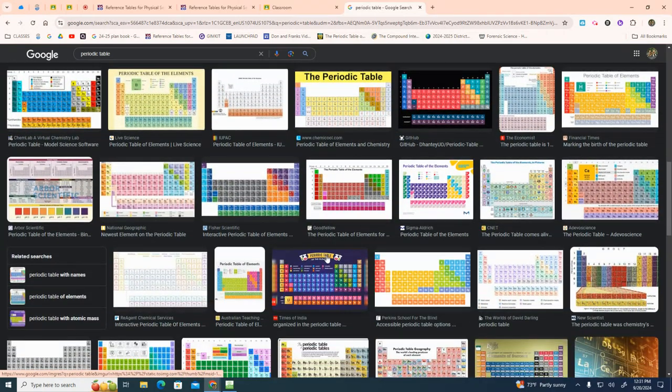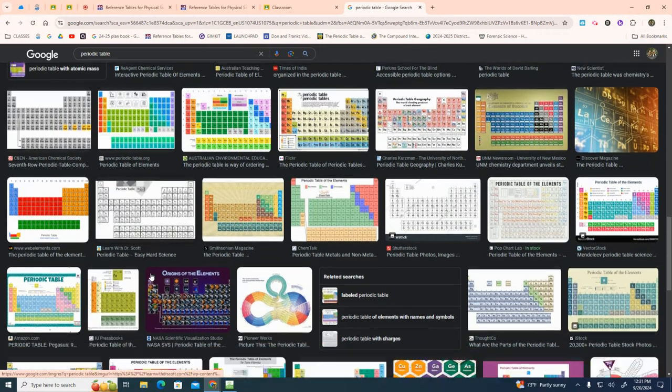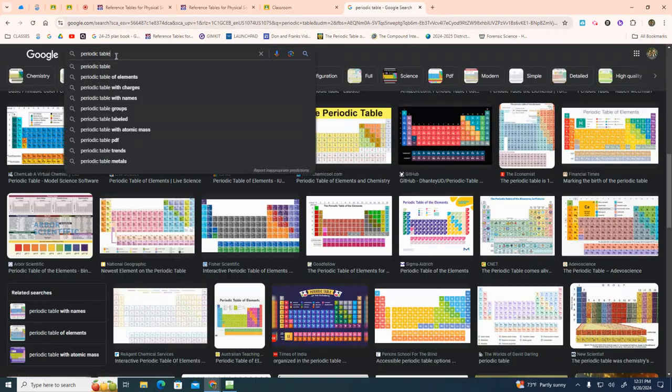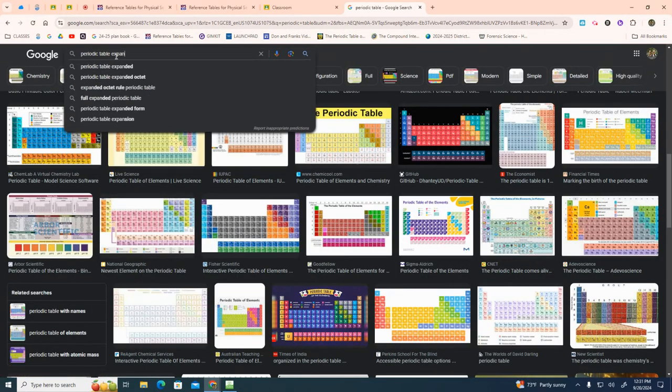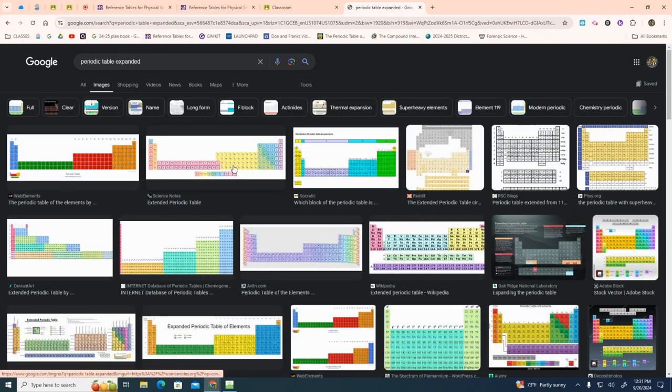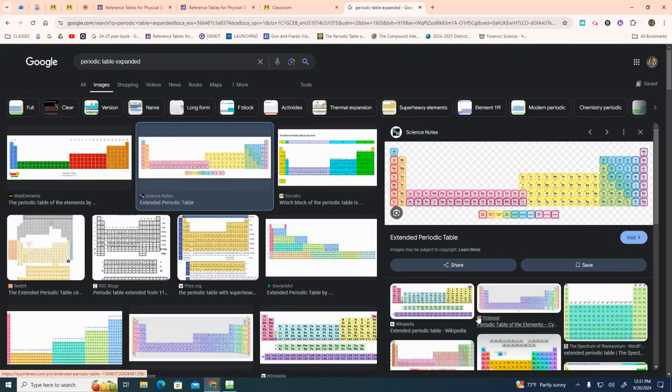And they don't put it up here because it doesn't fit nicely on a piece of paper. Let's type expanded. That's really what it would look like. Okay, and it looks like this because these two rows, the lanthanide and actinide series, are usually put at the bottom of the periodic table because this would take an enormous piece of paper.